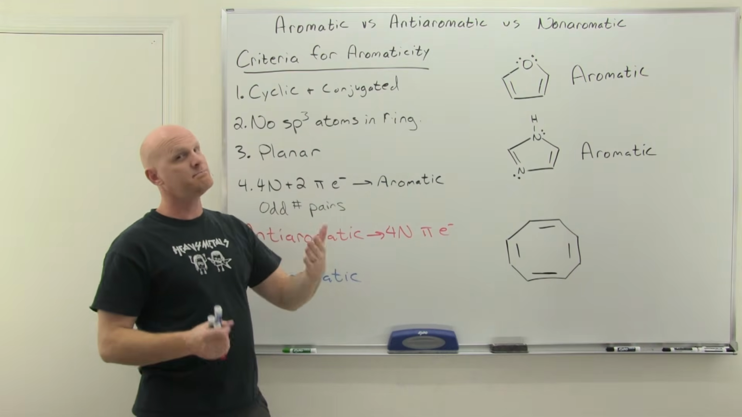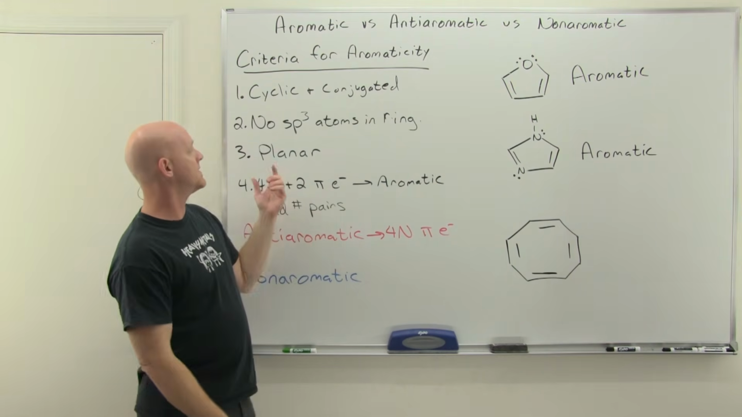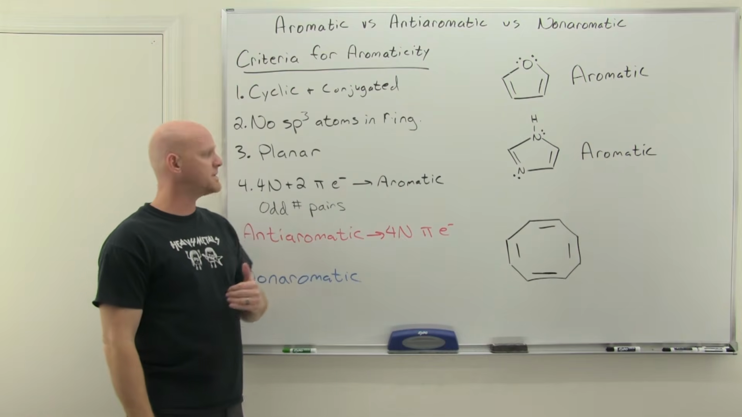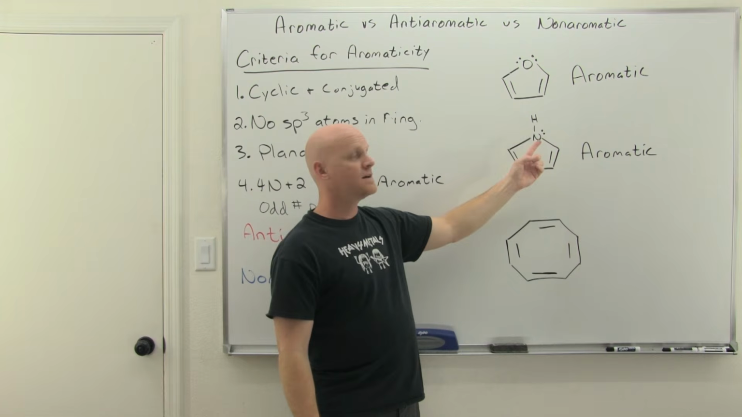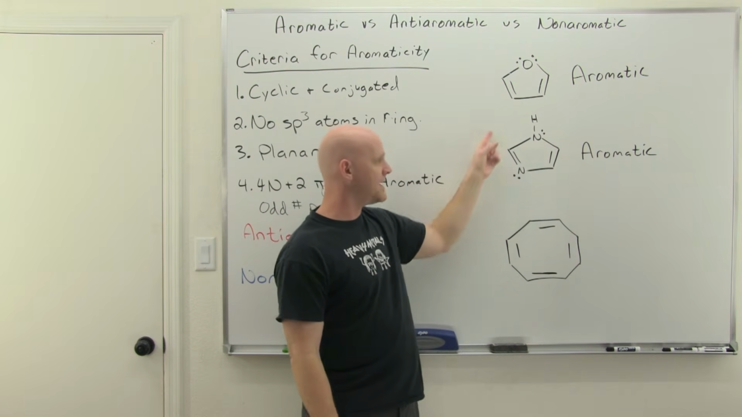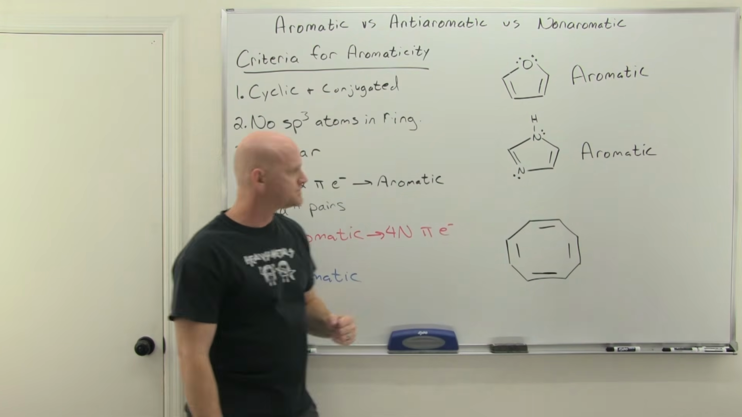So again, he was cyclic and conjugated, check. Any sp3s in the ring? Maybe not. In this case, it turns out not. So planar, smaller than 7 atoms, so he definitely could be planar. And then it turns out, as long as we count the lone pair on that nitrogen, and make him sp2, not sp3, then yep, 2, 4, 6, and he's aromatic.